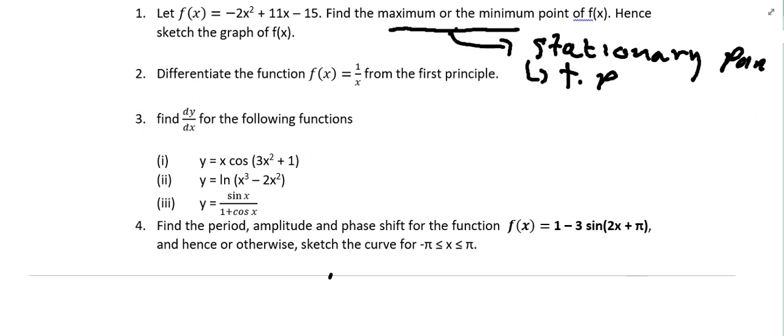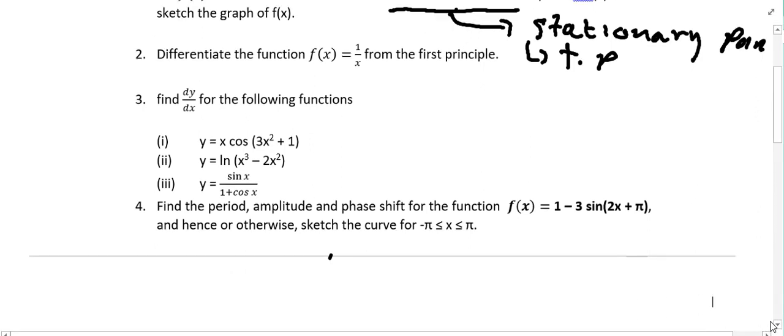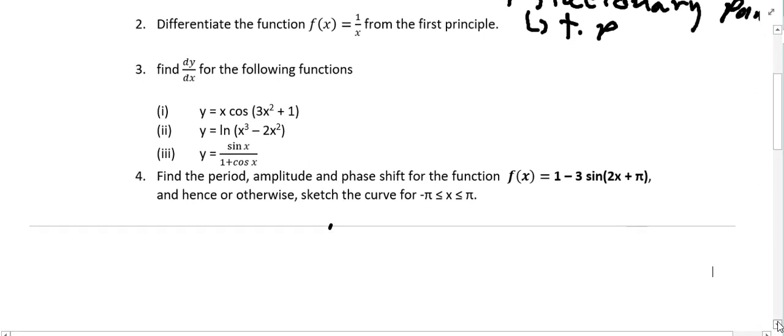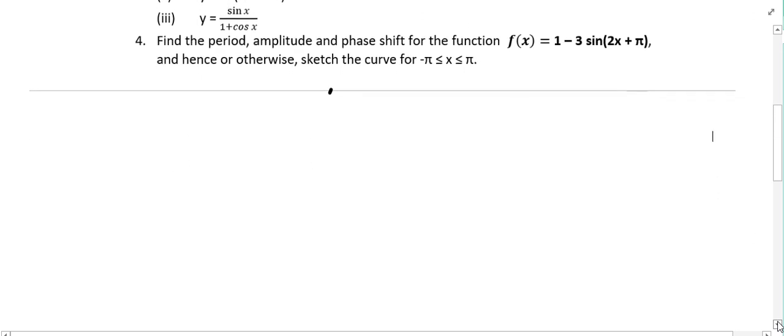So let's quickly go back and look at question two. For question two, it's quite easy, and I'm pretty sure a majority of you can do it. Differentiate the function from the first principle. This is just about following the instruction. The instruction is clear: you use the first principle to solve that expression.